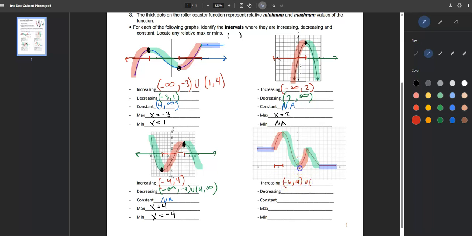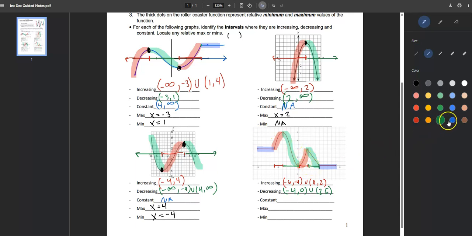And then I have it from 0 to 2. Okay, so those sections. And then look at my green section. That's going to be from -4 to 0, everything in between. And then I also have everything from 2 to this point here, so 2 to, let's see, to 5.